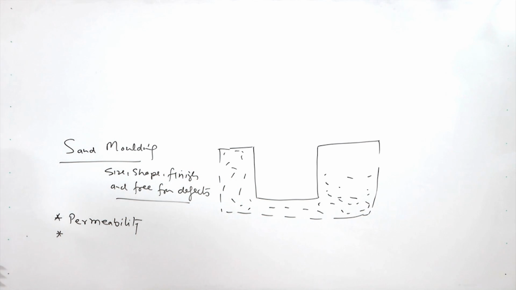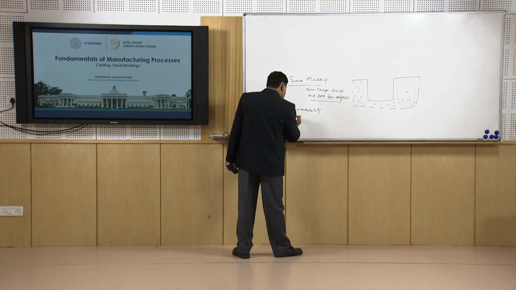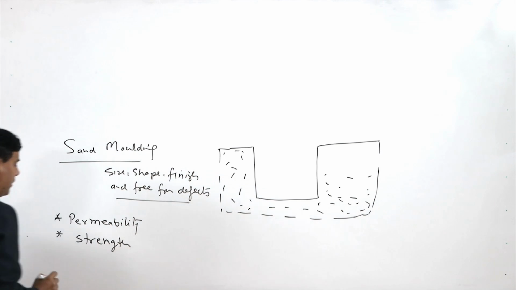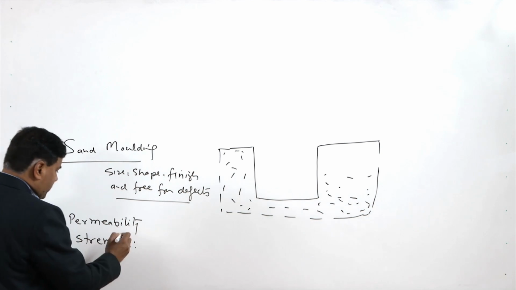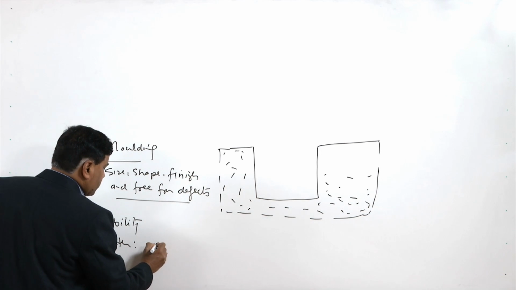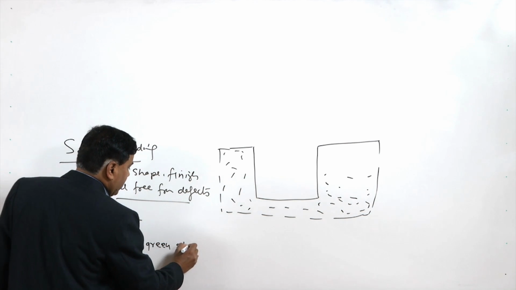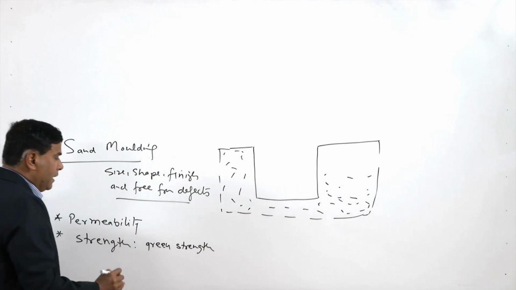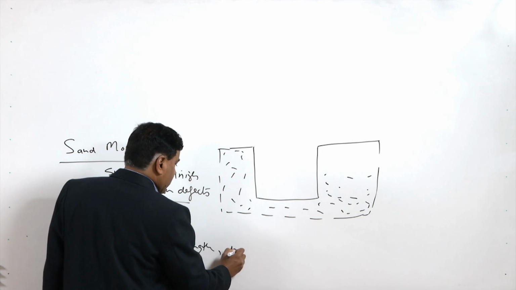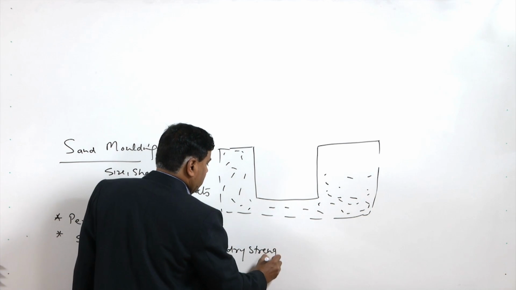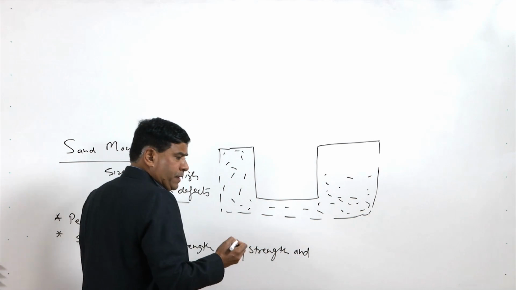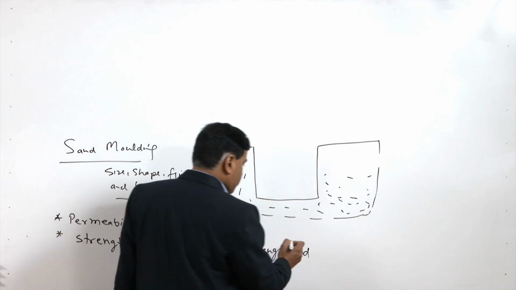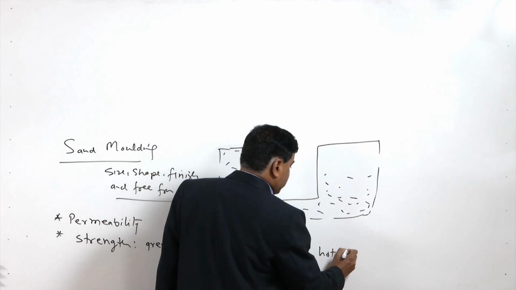Another is strength. There are various conditions under which strength is important. So, under this we have the strength of the mold. Of course, there are different terms used for defining the strength depending upon the condition of the mold, like green strength, dry strength, and each of these strengths has its own purpose and plays a specific role. And hot strength.